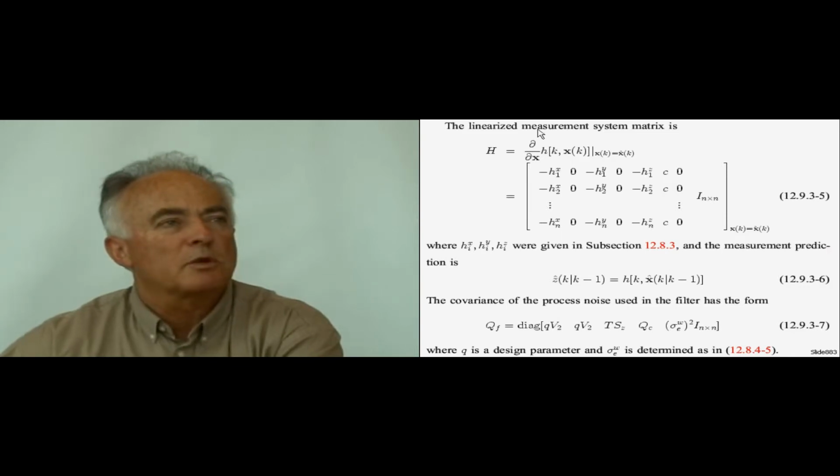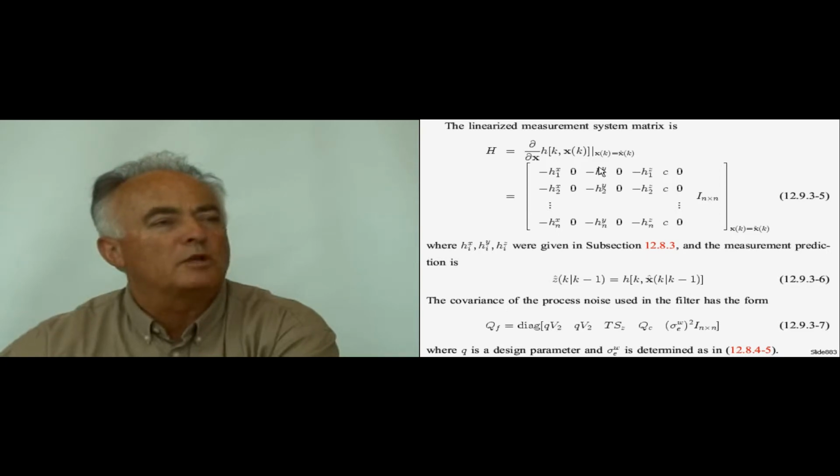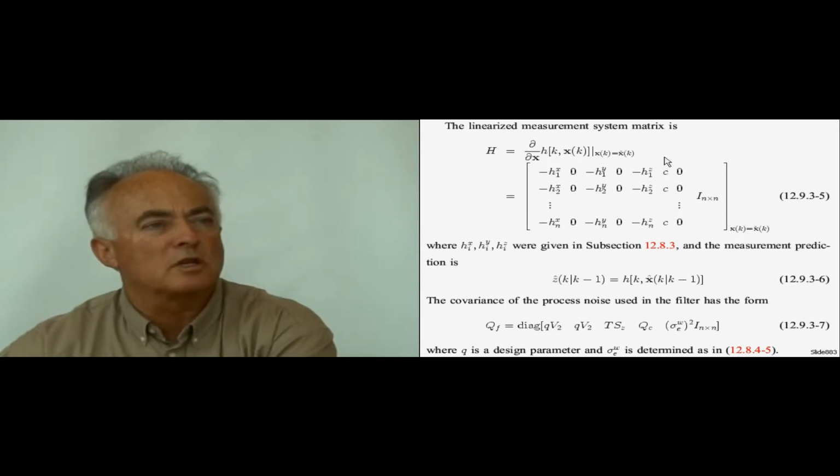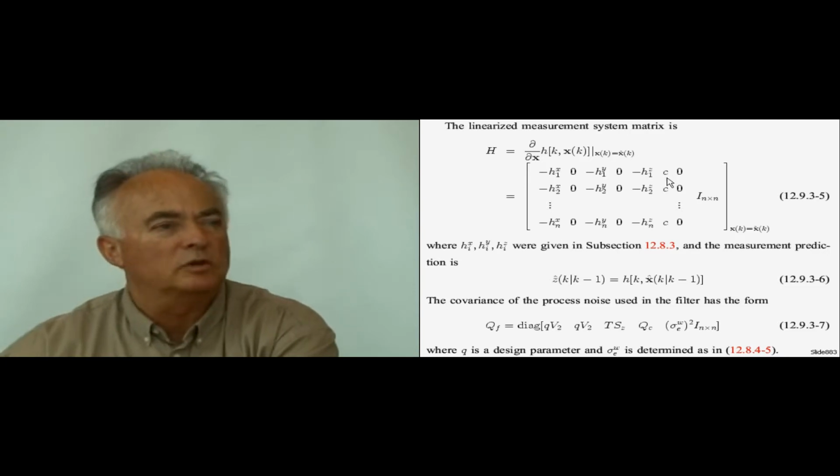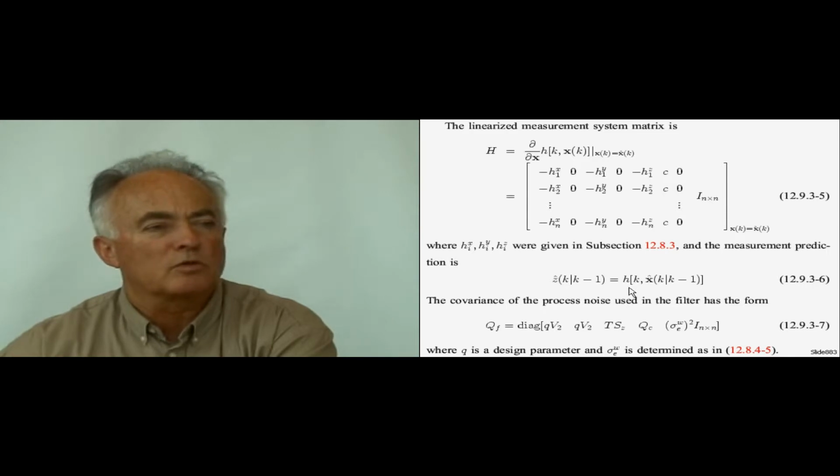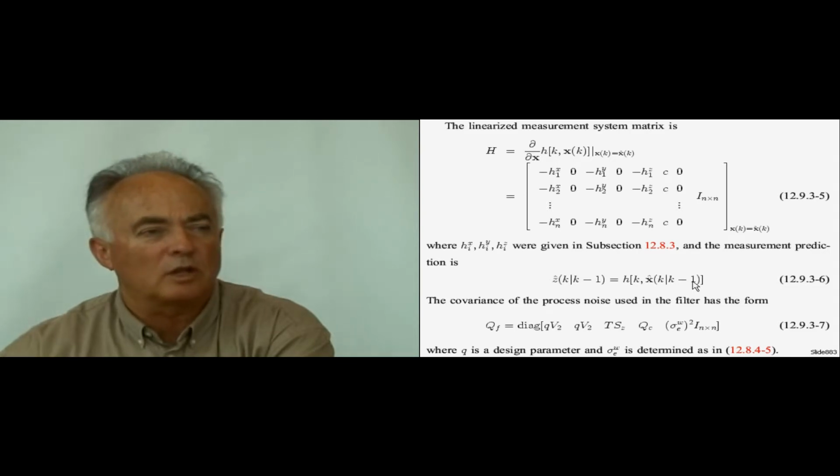We have a linearized measurement system matrix, in a manner completely similar as given before. You can see here the speed of light. That's because the bias of the clock was converted into distance already. And measurement prediction is just using what amounts to first order EKF. You use the function h evaluated at the predicted state vector at time k, given the data obtained including k minus 1. And we have the covariance of the process noise.